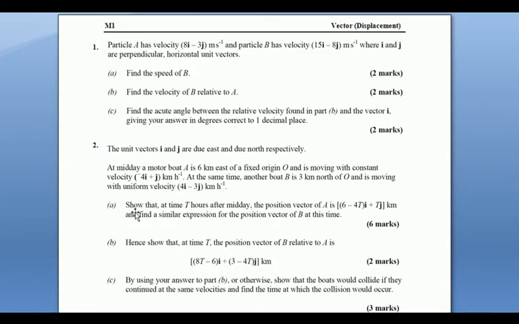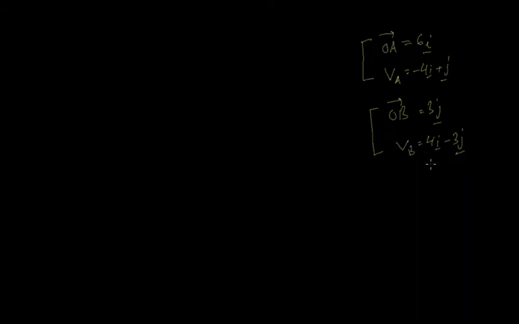So the next question is, show that at time t hours after midday. Here midday is considered to be the starting point. So at midday everything is 0, t equals 0, t starts at midday. So remember that at midday, or 12 p.m., t equals 0. That's where the time starts.